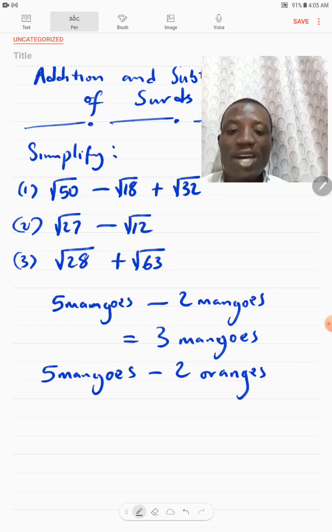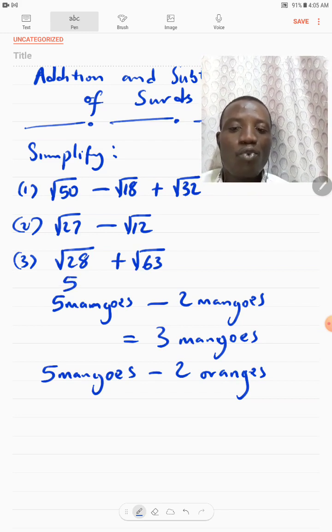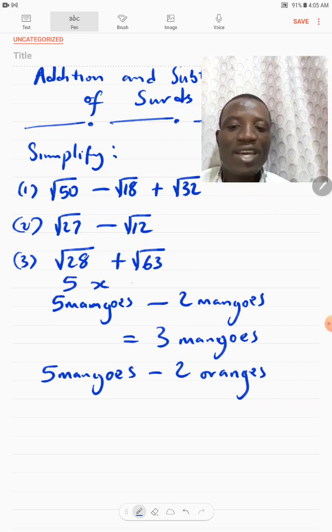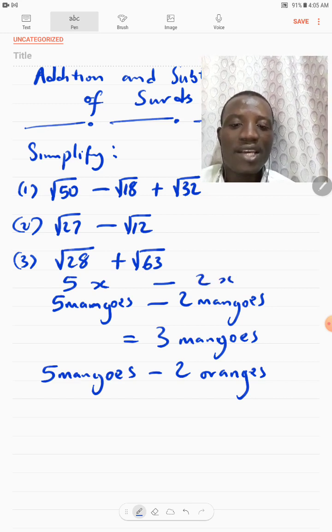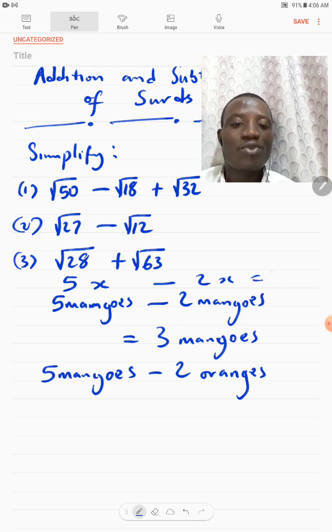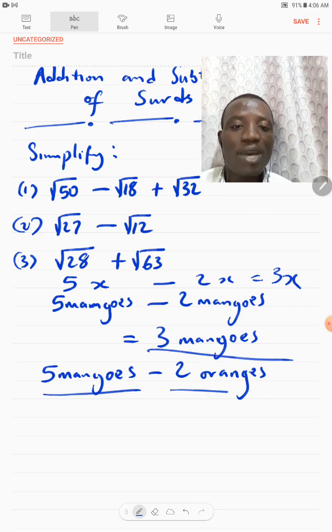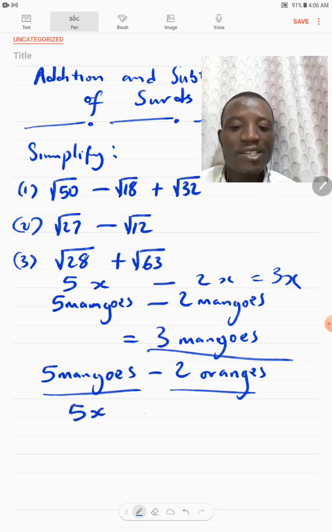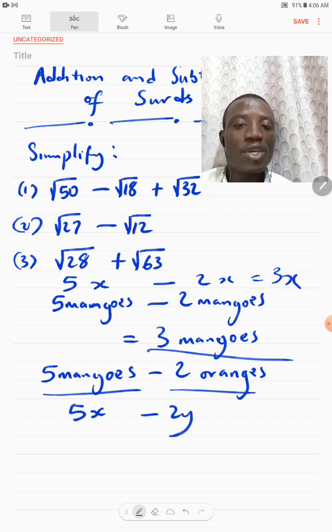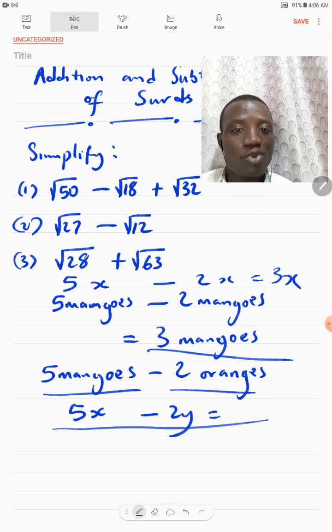And that is why you can transfer this and put this as y and x. This is like saying 5x minus 2x. Okay, 5 mangoes minus 2 mangoes means that what? Mangoes and mangoes. So 5x minus 2x, and that is 3x. That's why we get 3 mangoes. Here you have 5 mangoes minus 2 oranges. It's like saying 5x minus 2y, which will remain the same. You can't actually subtract this. So this knowledge is what you need in SURDS.